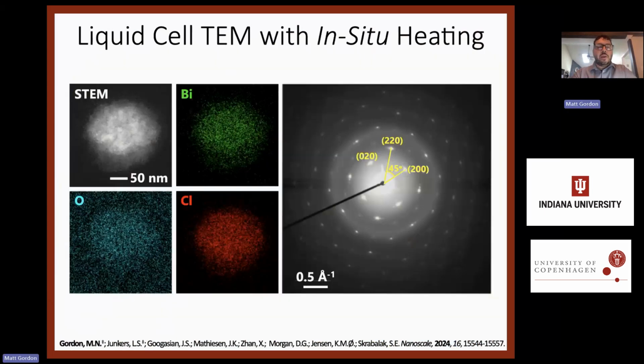So after we were done with our heating experiment, we were able to do STEM elemental mapping, showing that we had bismuth, oxygen, and chloride within our particle. You'll notice oxygen outside of our particle. This is due to the presence of oxygen in water. Selected area electron diffraction shows that we had single crystalline bismuth oxychloride, indexed as shown.